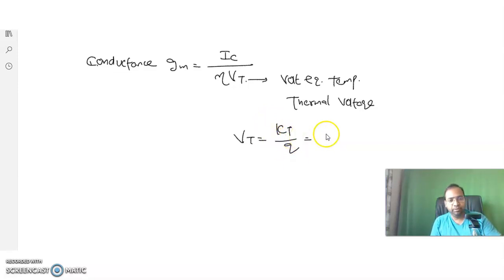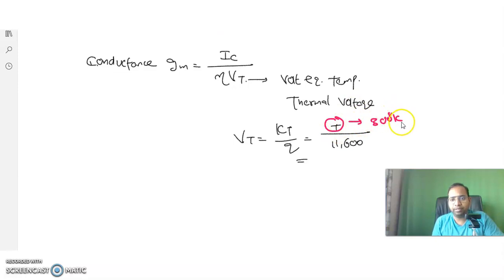Substituting both these constants, you get the complete expression as T divided by 11,600. For example, if they mention room temperature, then in place of T we have to substitute 300 degrees Kelvin and calculate. At room temperature we approximately get the thermal voltage as 26 millivolts.